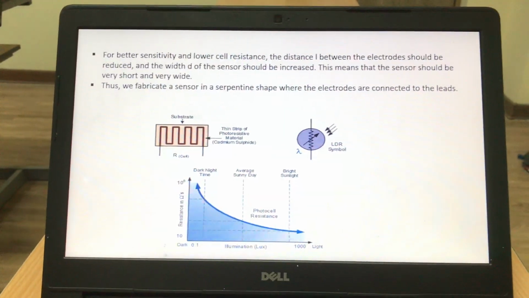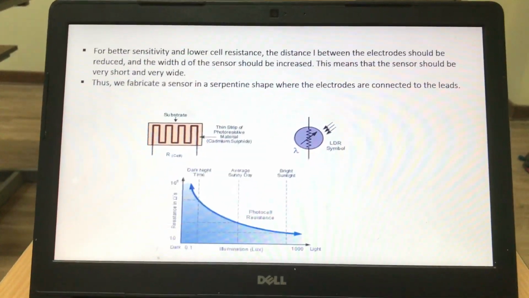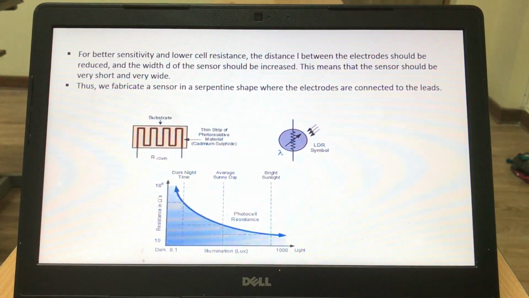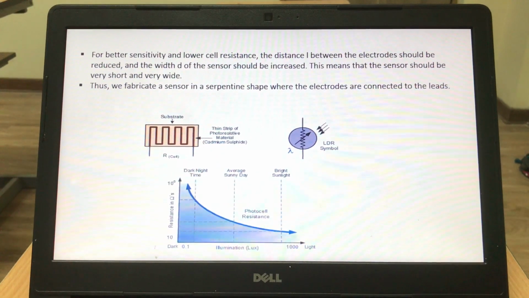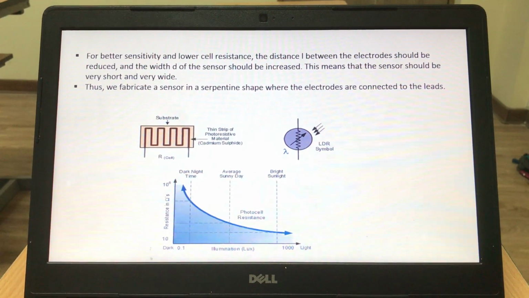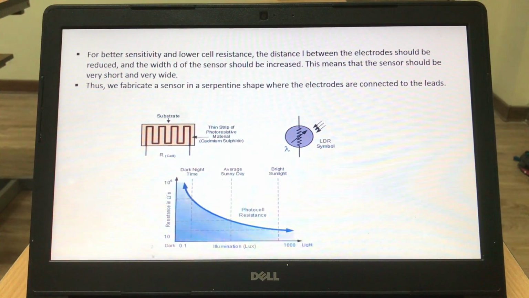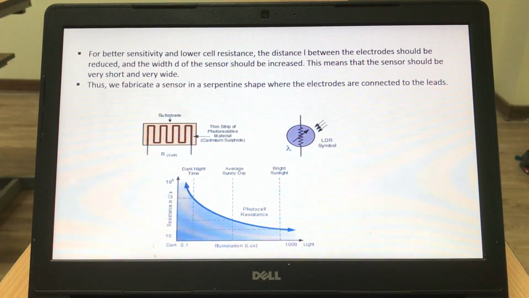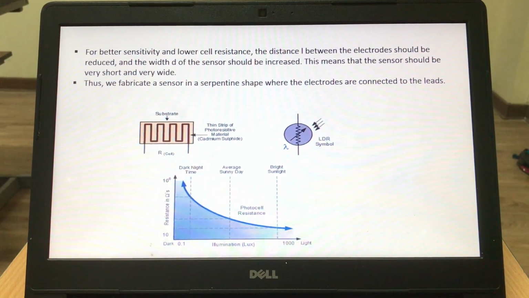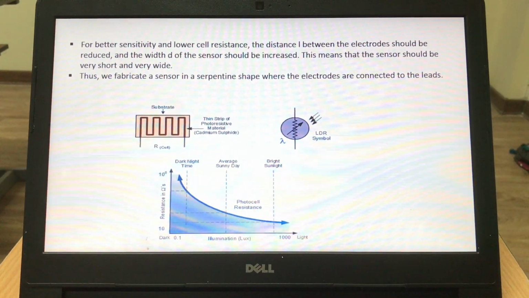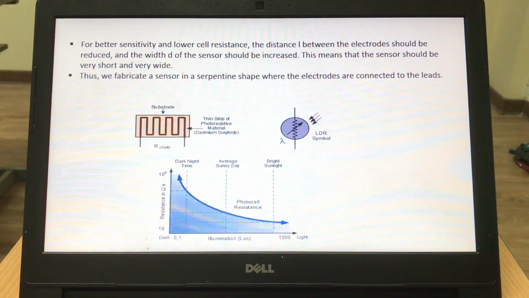This is the diagram and the graph for the photoresistor characteristic. So you can see here, if the illumination is greater, the resistance will be lower. These are the graphs.